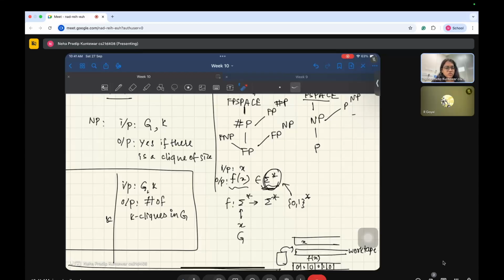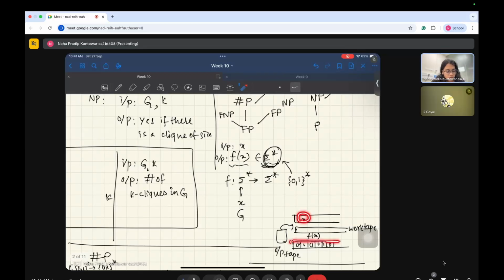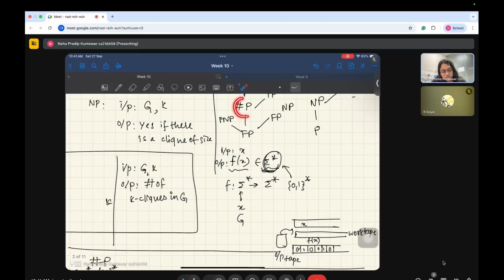And what FNP does is that it's the same as FP, where the only difference is that instead of a deterministic machine, it's allowed to use a non-deterministic machine. As in, given x, it will compute the value of f of x on the output tape, but the machine that's running can be non-deterministic. So here it computes the value of f of x explicitly, writes it on the tape using a non-deterministic machine computation, whereas for sharp P the number of accepting paths of the non-deterministic machine should be equal to f of x.